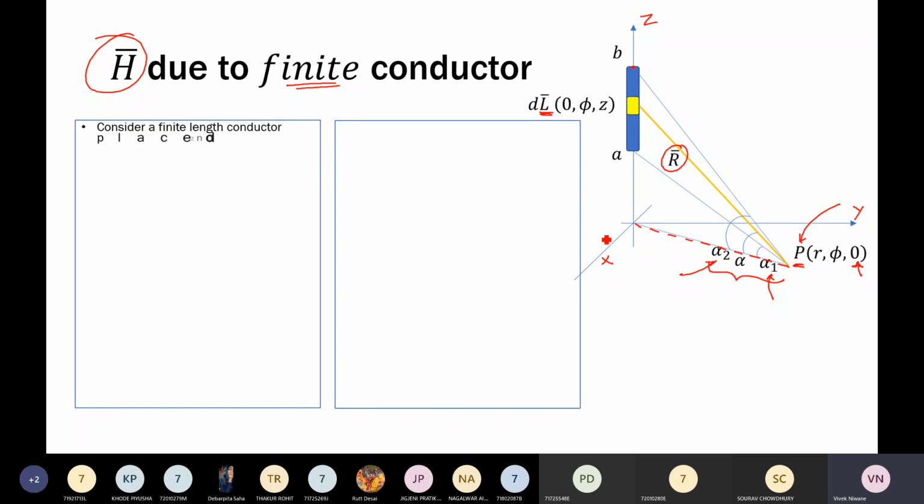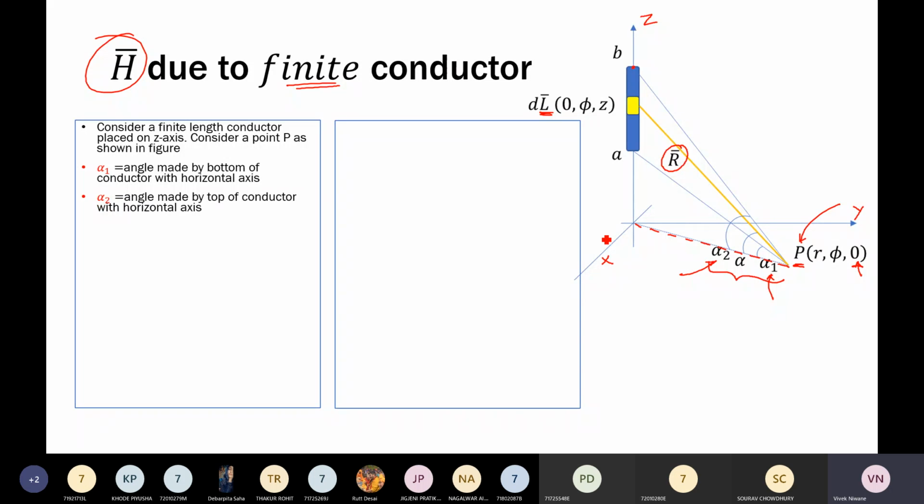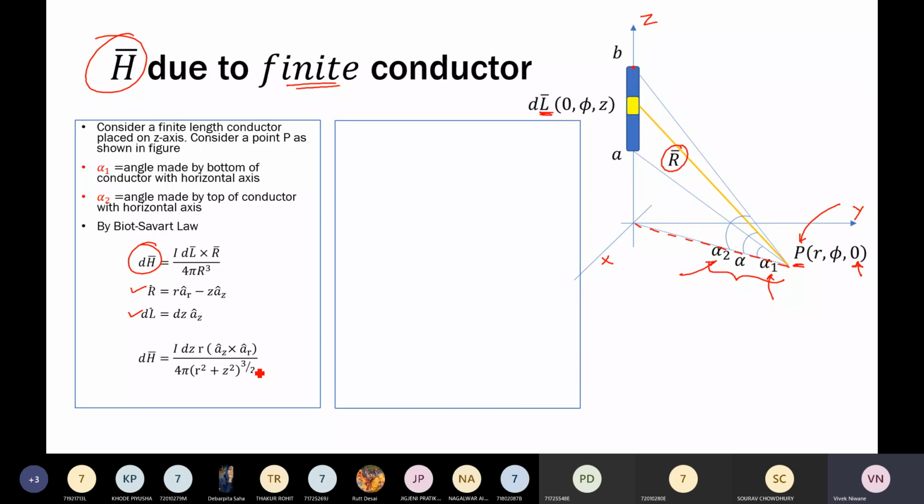So we will have our assumptions. Consider a finite length conductor placed on the z-axis. Consider point P as shown in the figure. Alpha 1 is the angle made by the bottom of the conductor with the horizontal axis, whereas alpha 2 is the angle made by the top of the conductor with the horizontal axis. By Biot-Savart law, we have dH bar is equal to I dl bar cross r bar upon 4 pi r cube, where r bar is expressed in this way. The two values of dH are az cross ar cap upon 4 pi (r square plus z square) raised to 3 by 2.